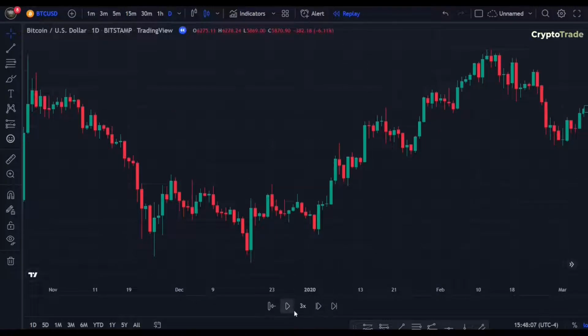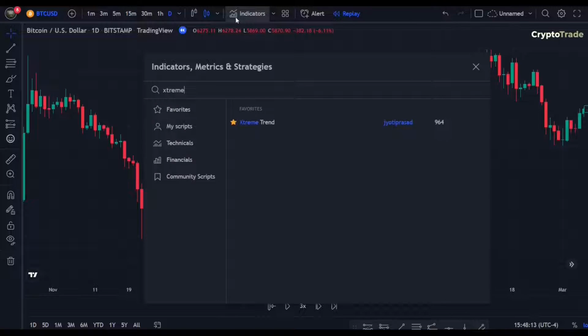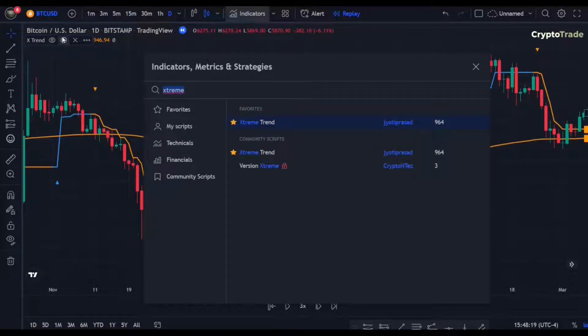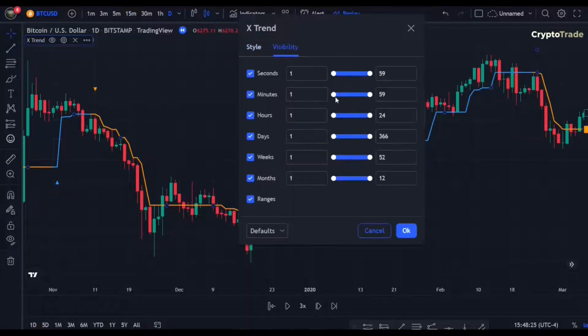To add the first indicator to the chart, open the indicator search bar in Tradingview and type XTREME TREND. Select this indicator, as shown here in the video. In the Style tab, uncheck the 200 EMA checkbox. Everything else stays at the default setting.